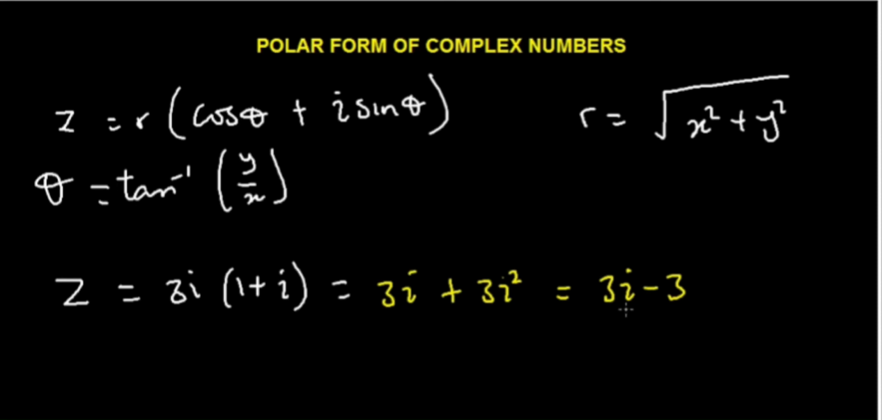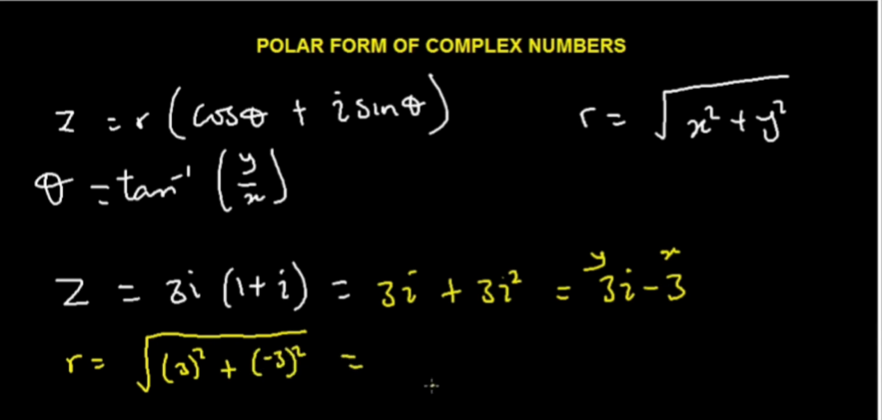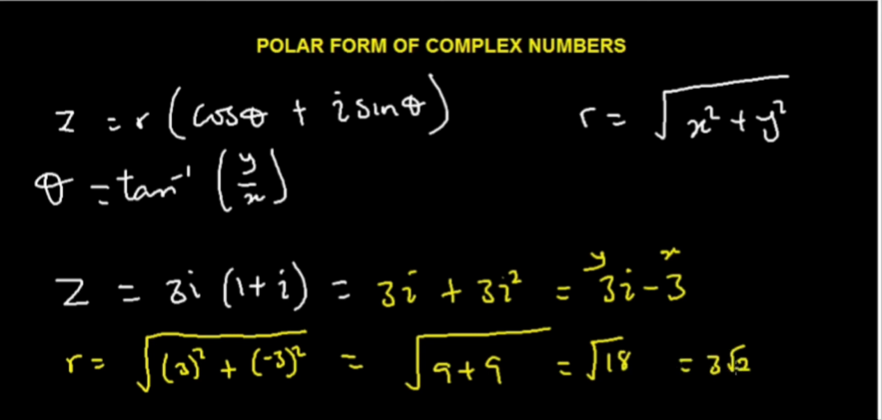If I want to, this will be my x and this will be my y. Don't forget. So for me to get my r, my r will be the square root of 3 squared, then minus 3 squared, and that will definitely be 9 plus 9, and that is 18. If that is 18, my r will be 3 root 2. So note that my r is 3 root 2.